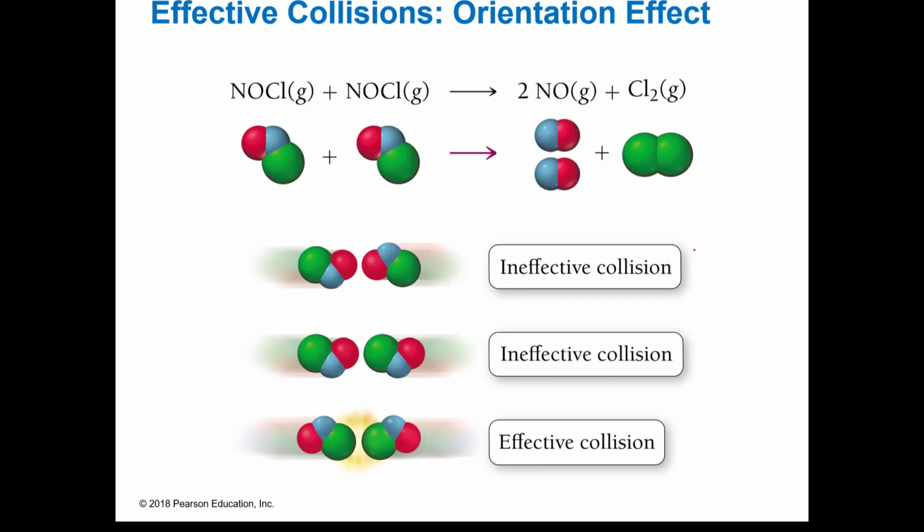There are many more ways for it to be ineffective than there are for it to be effective. So it has to be just right. It's kind of like Goldilocks and the Three Bears. It has to be just right for it to happen.